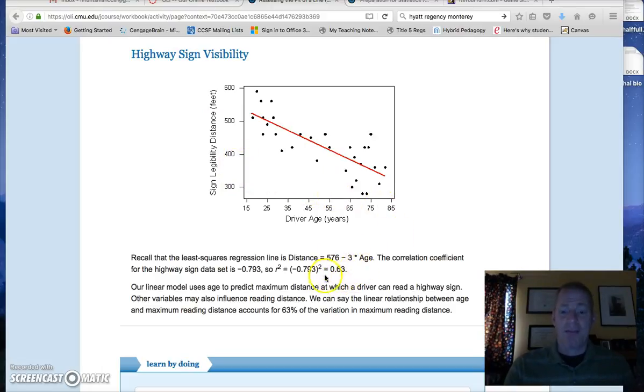And again, that's 63%, which is well over half. In fact, it's almost 2/3 of the variation explained by the least squares regression line, which means that almost 2/3 of the change that we're seeing in sign legibility is explained by your age. That is really what R squared does in a nutshell.